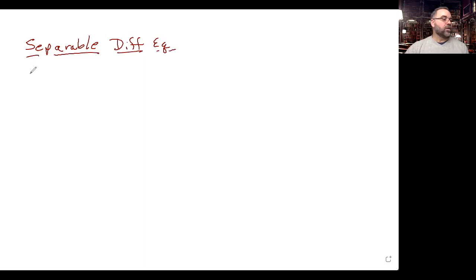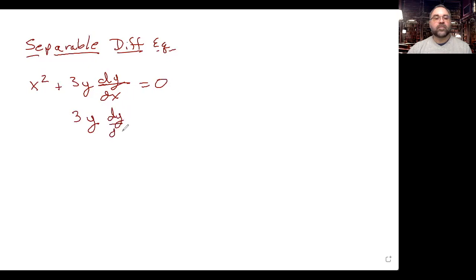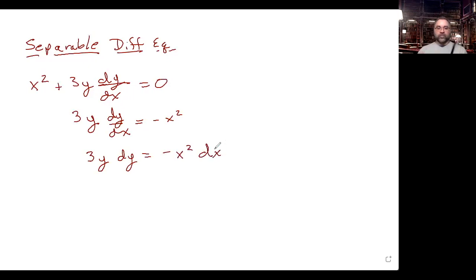So the idea is, for example, if my differential equation says x squared plus 3y dy over dx equals 0, I can actually separate that out, getting all the y's collected on one side and all the x's and the dx collected on the other side. If I subtract the x squared and I multiply by dx, I get 3y dy equals negative x squared dx. And this is a critical step, okay?